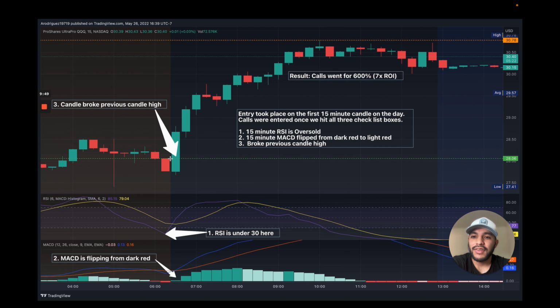And from entry, calls just went crazy, went for 600%. I think this was a 0 DTE or a 1 DTE, and 600% gains is a 7x ROI. So let's just say if you put in something small like $100 and you had a 600% win, that $100 just turned into $700 with a $600 profit. So this was a very beautiful play.